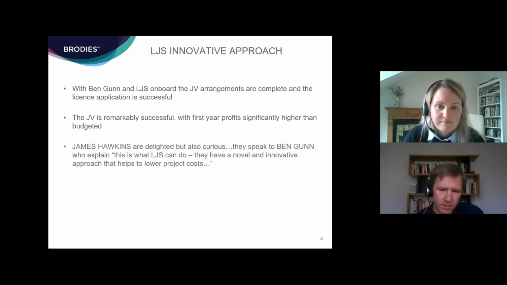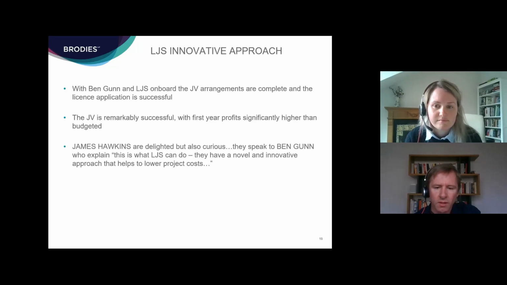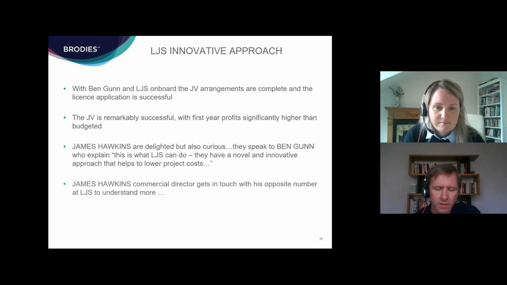And the Hawkins team, they're delighted, but they're also a little bit curious, and they speak to Ben Gunn, their local partners, and they say, well, this is why we recommended Long John Silver. This is what they can do. They've got a novel and innovative approach that helps to lower project costs.